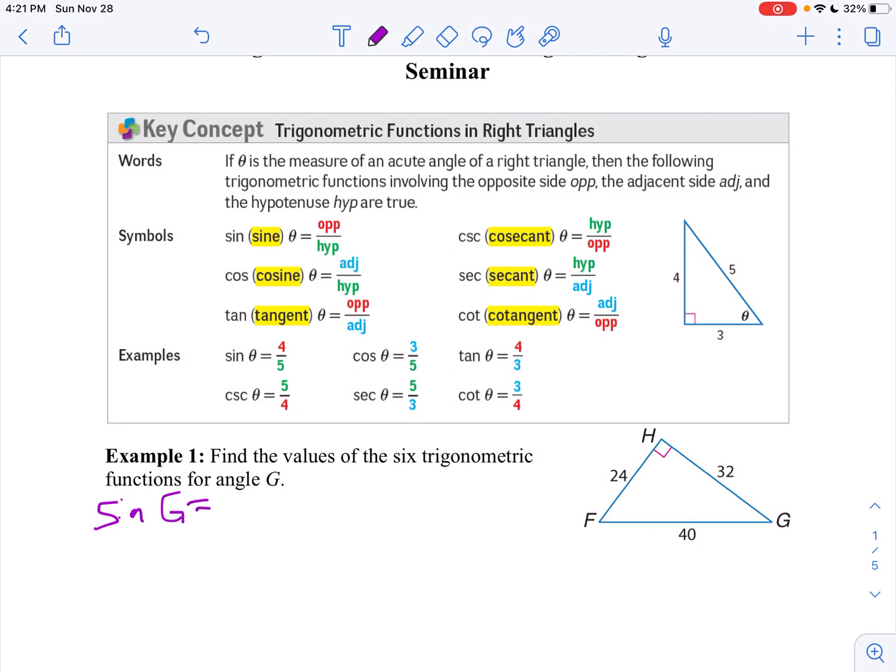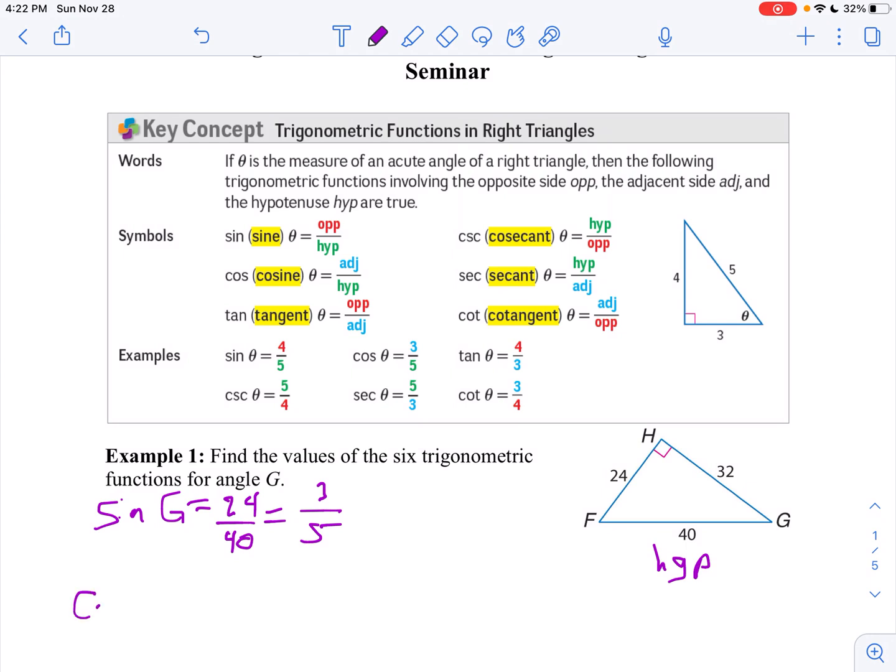Well, sine is opposite over hypotenuse. So if I look at my triangle here, 40 is my hypotenuse, isn't it? And then if I'm looking at angle G, the one that's opposite it is 24. So I'm going to say 24 over 40, which I can reduce, because I notice 4 goes into both of them, actually 8 goes into both of them, doesn't it? So I'll divide by 8, so I get 3 over 5. So the sine of angle G is 3 over 5.